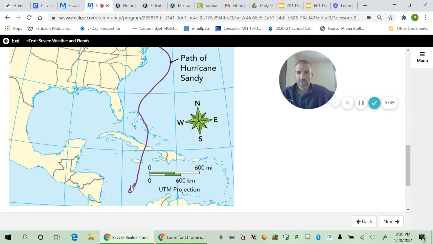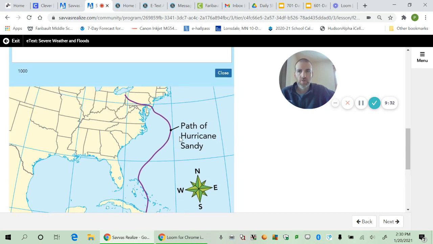And you notice here how Hurricane Sandy started down here, went across the Caribbean, and moved towards the United States coast, but then went back out into the ocean. So some things that you could think about could be a change in wind direction that might have caused it to change direction and head back towards the coast.